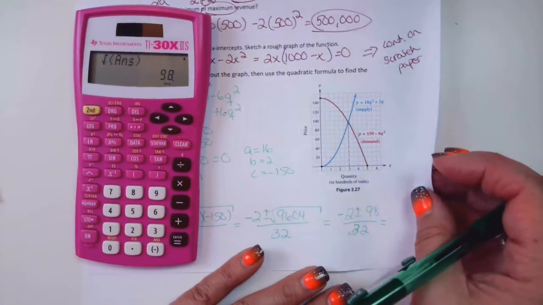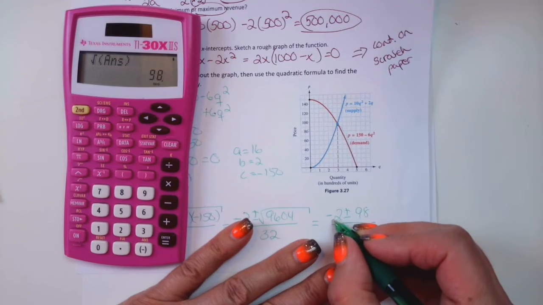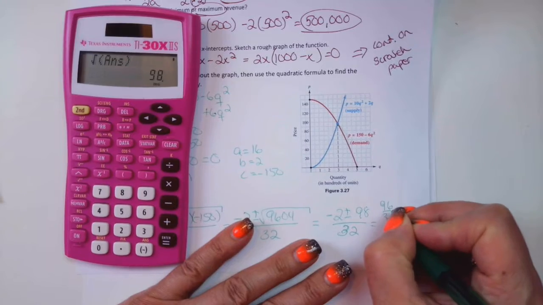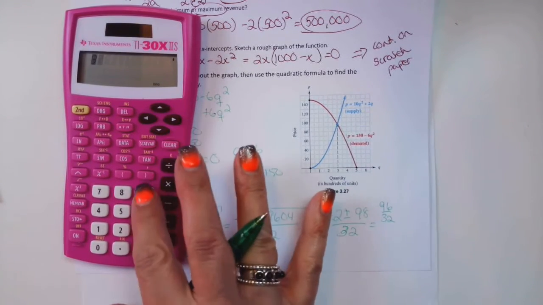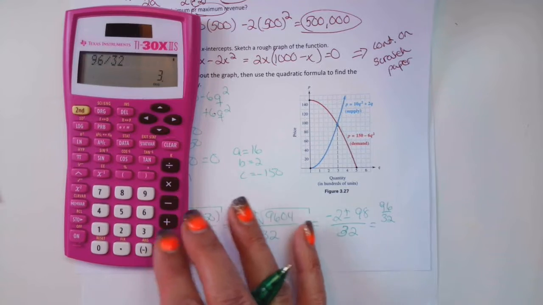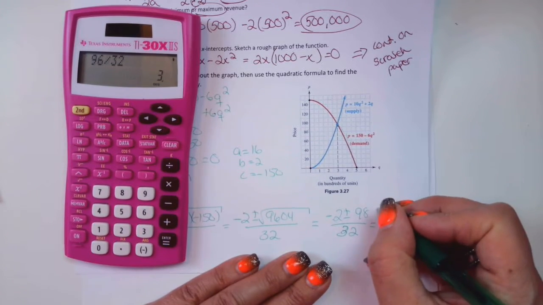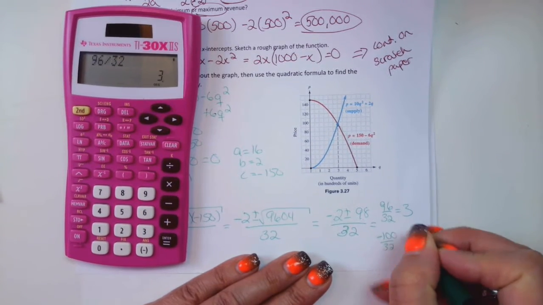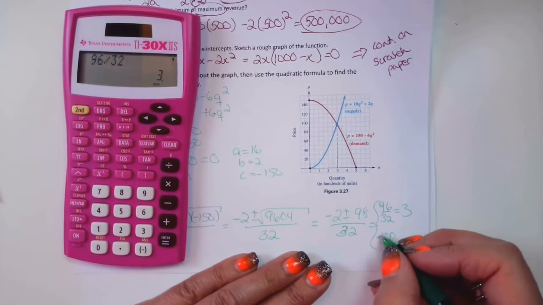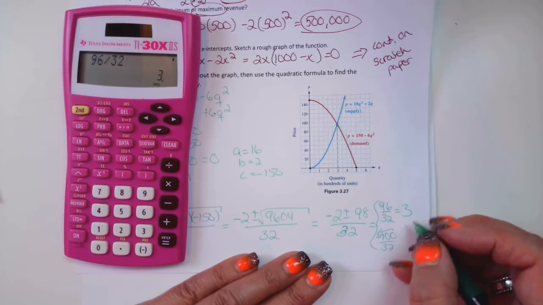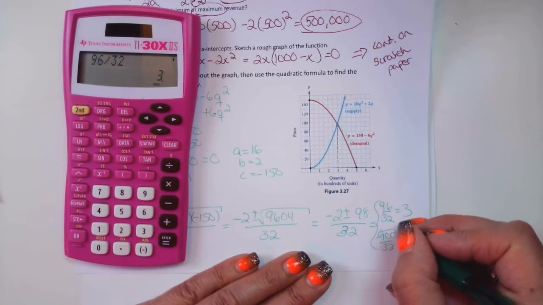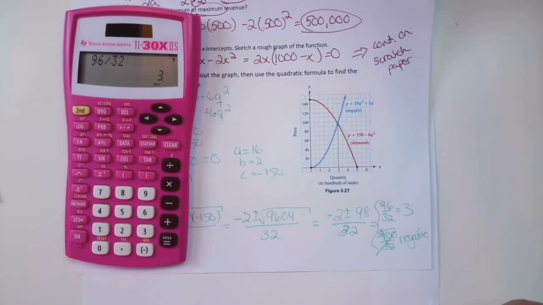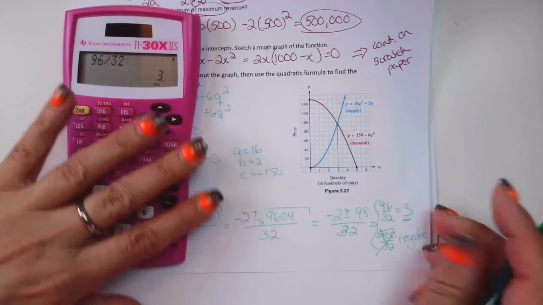So we get negative 2 plus 98 is 96 over 32. So 96 divided by 32 equals 3. The other one is negative 2 minus 98, which is negative 100 over 32. Well, this we don't even have to look at because it is a negative. So we're not going to use that because we can't have a negative value. So the one that we're using is the 3.